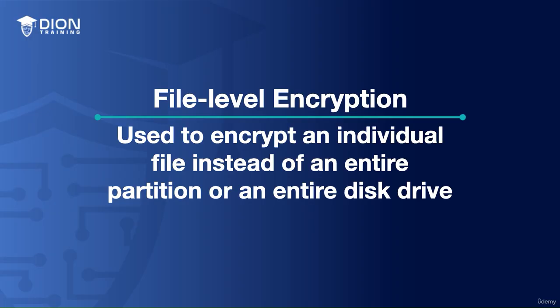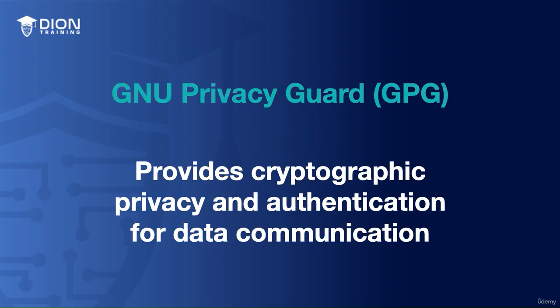Fourth, we have file-level encryption. File-level encryption is used to encrypt an individual file instead of an entire partition or an entire disk drive. Now, for example, let's say you're using a software tool like GNU Privacy Guard, also known as GPG. You can do this to encrypt just the specified files you want, and now you can send those files back and forth to your coworkers over email and not worry about any attacker being able to read them because these files are fully encrypted. Now, this method is really useful if you only need to secure a few crucial files rather than your entire disk, or you want to be able to encrypt a file before you send it off of your system to some other person.